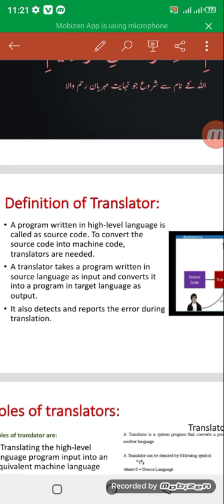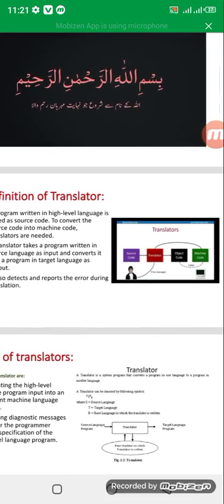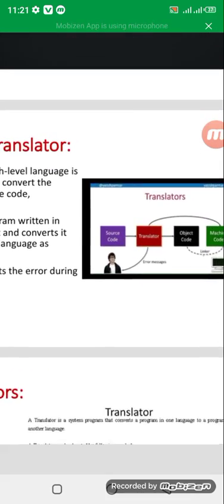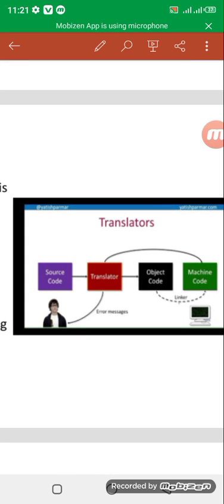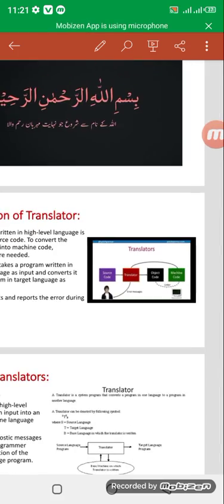Translators take a program written in a source language as input and convert it into a program in a target language as output. They also detect and report errors during the translation. As you can see in the diagram, translators need four components: source code, translator, object code and machine code.